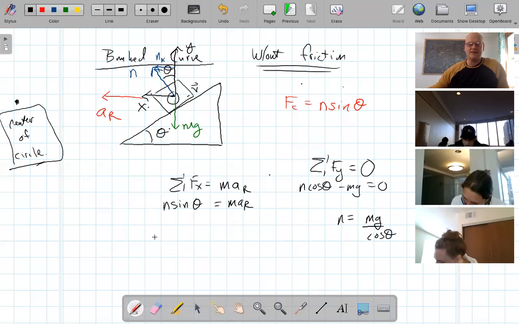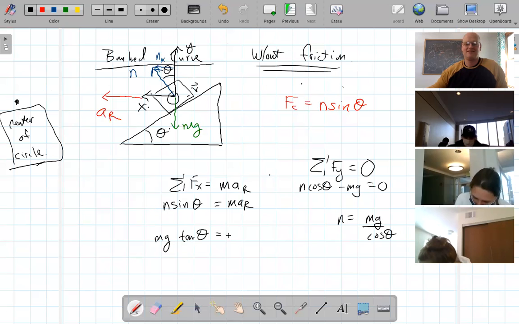Substitute that in here. This becomes the weight times sine divided by cosine. But what's sine divided by cosine? Tangent, as Briston already told us earlier. So here the mass cancels out. So finally I get g tangent of theta is then equal to the radial acceleration.